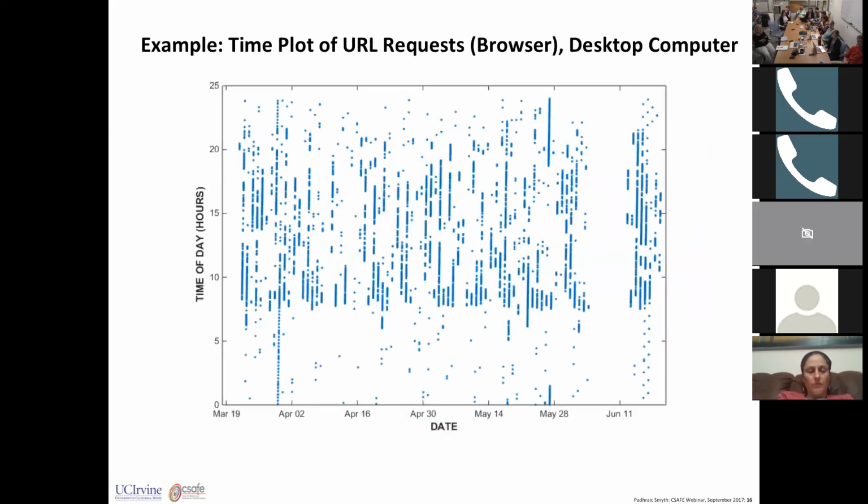Here's again the same individual, me, from my desktop computer, and here's a little bit more information. It's the same type of plot, and the vertical lines are 24-hour periods. We see, for example, a big gap here, and this corresponded to when I was on travel and wasn't physically close to the computer. That's the type of information we can gather from these types of event logs.